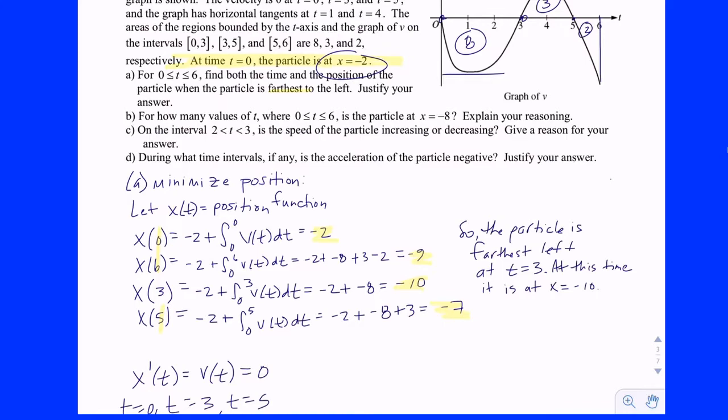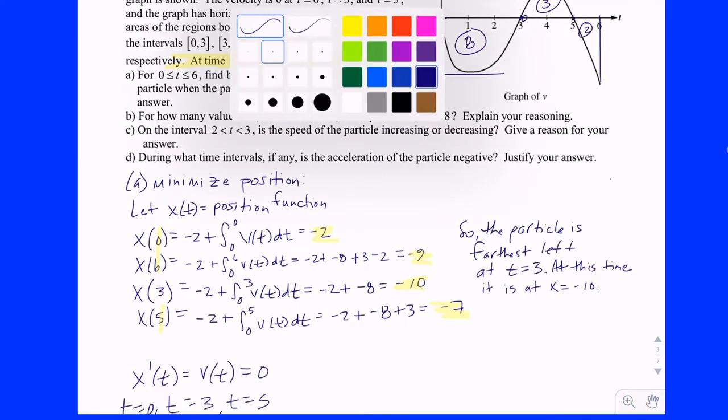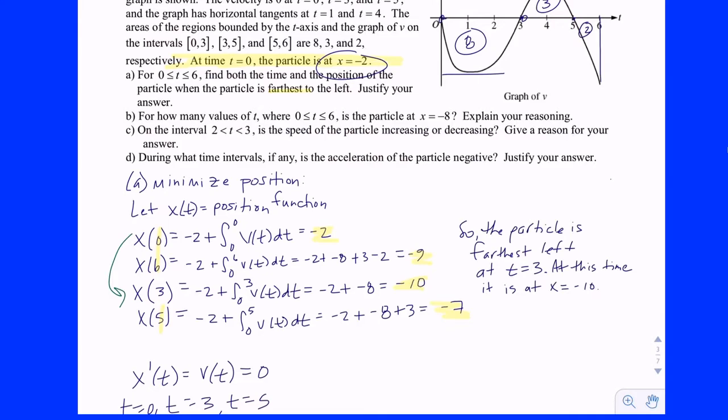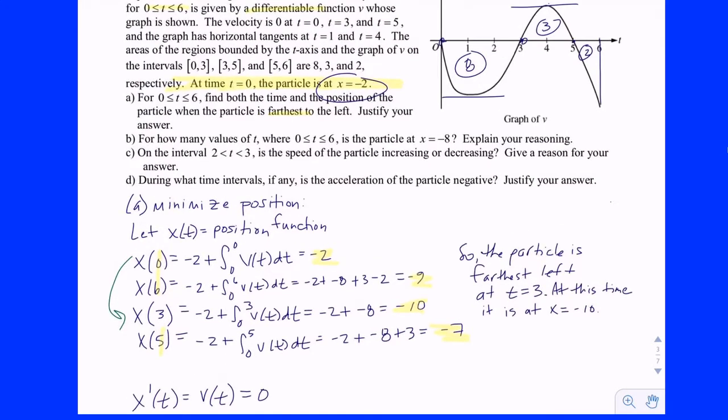It starts at negative 2, and then it moves left and ends up at negative 10, right? Now, as I move from t equals 0 to t equals 3, I'm going from negative 2 to negative 10 through a continuum, and notice that it's moving to the left the entire time. So I'm going to pass through negative 8 once.